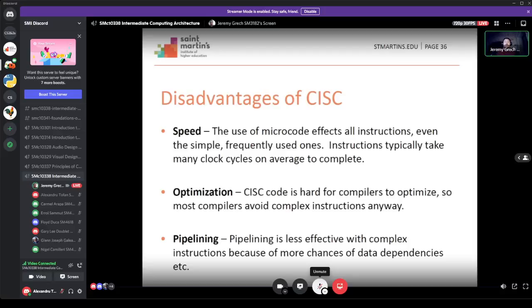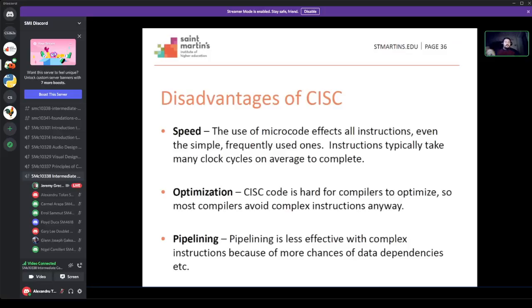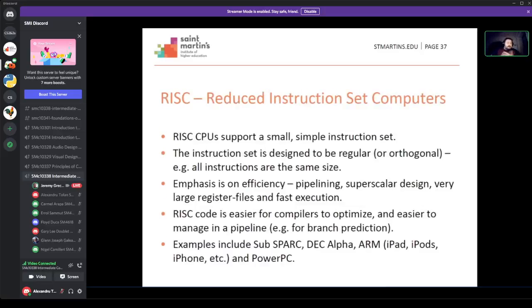In fact, if you take a look at the disadvantages of a CISC CPU, mainly it's speed, because you first need to convert it into microcode and then convert it into machine code. Optimization, as well as pipelining, all of these elements tend to take a bit of a nosedive in terms of performance.